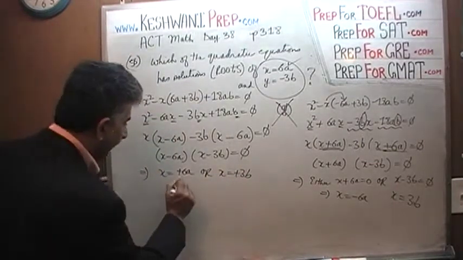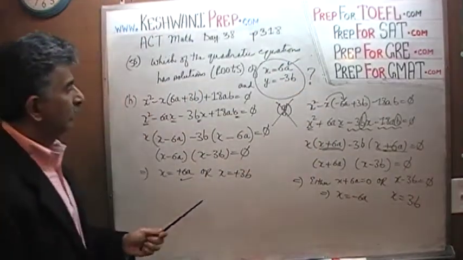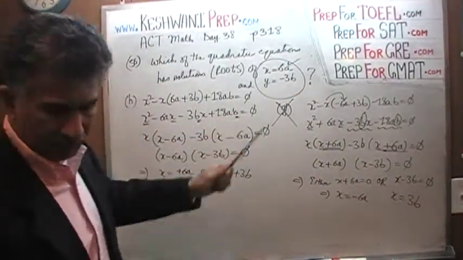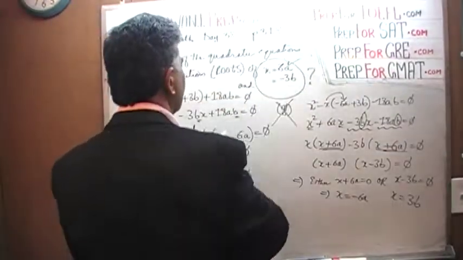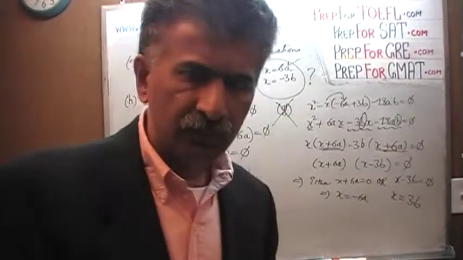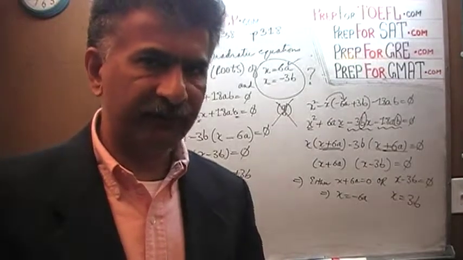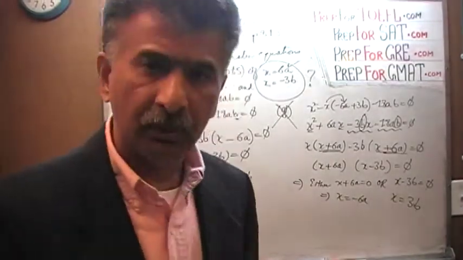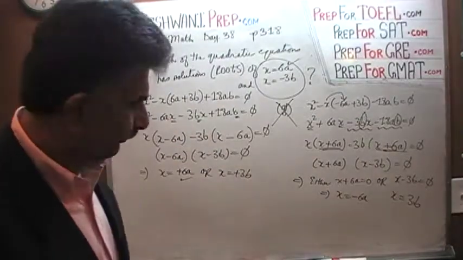Positive 6a was fine, positive 6a is fine, but y has to be, why does it say y? It shouldn't say y. There is no y. There are two roots of a quadratic equation. There are two possible values of a given variable x. There was no y. I don't know where that dropped from.